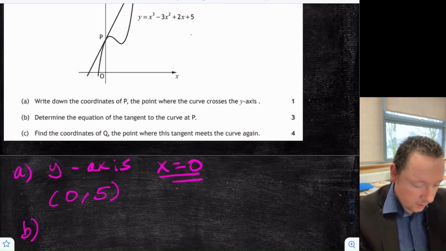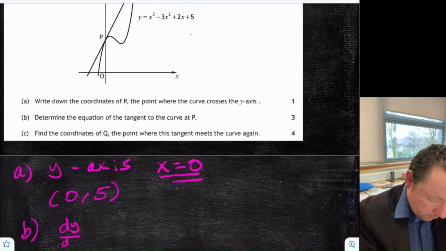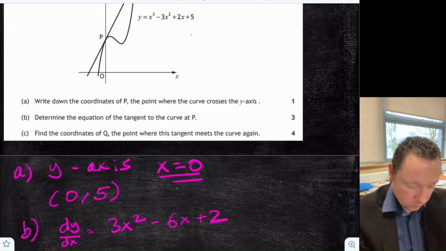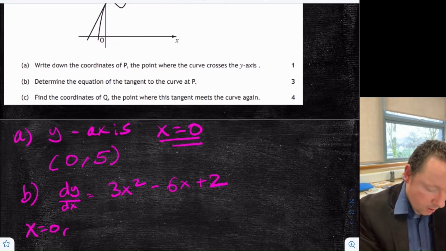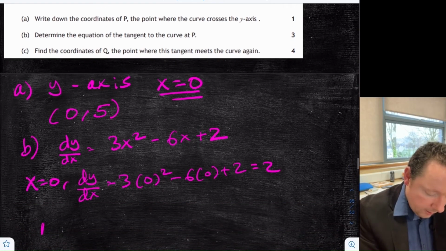Part B, determine the equation of the tangent to the curve at P. The equation of a tangent, I can find the gradient by differentiation. So dy by dx is equal to 3x squared minus 6x plus 2. And at the point P, we already know x equals 0, y equals 5. So when x equals 0, dy by dx equals 3 times 0 squared minus 6 times 0 plus 2, which equals 2. So our gradient equals 2, and our point P, remember, is 0, 5.